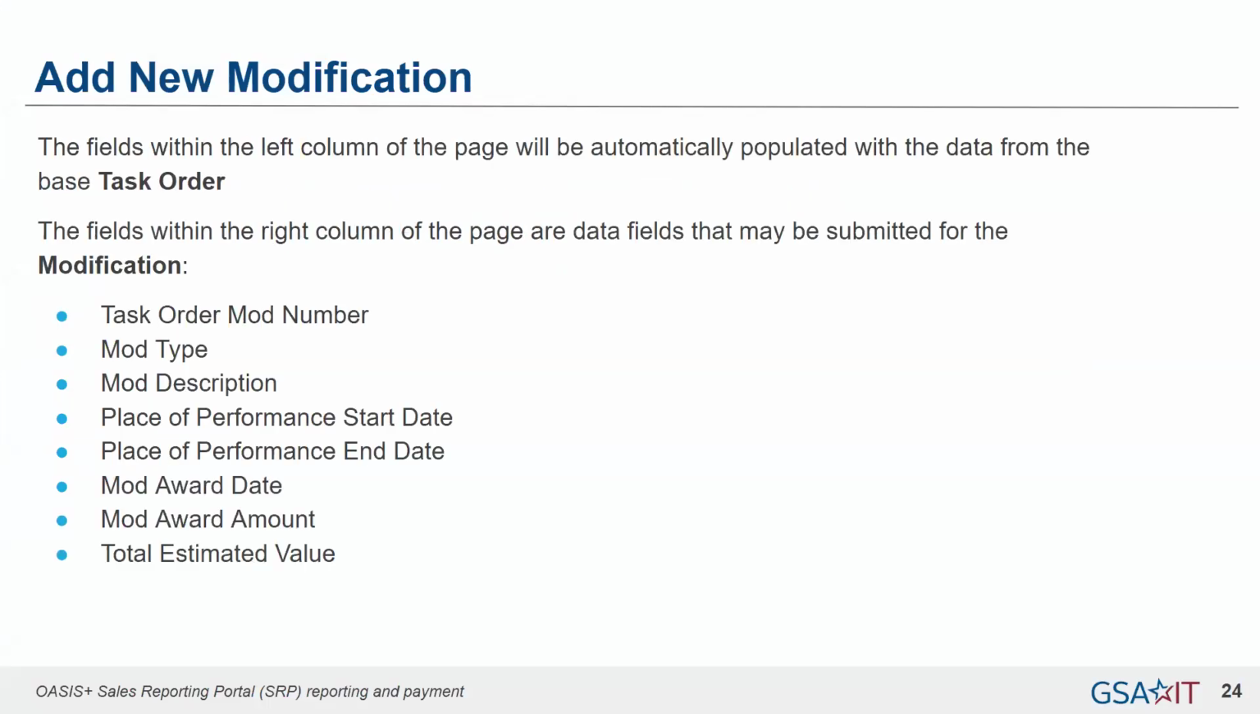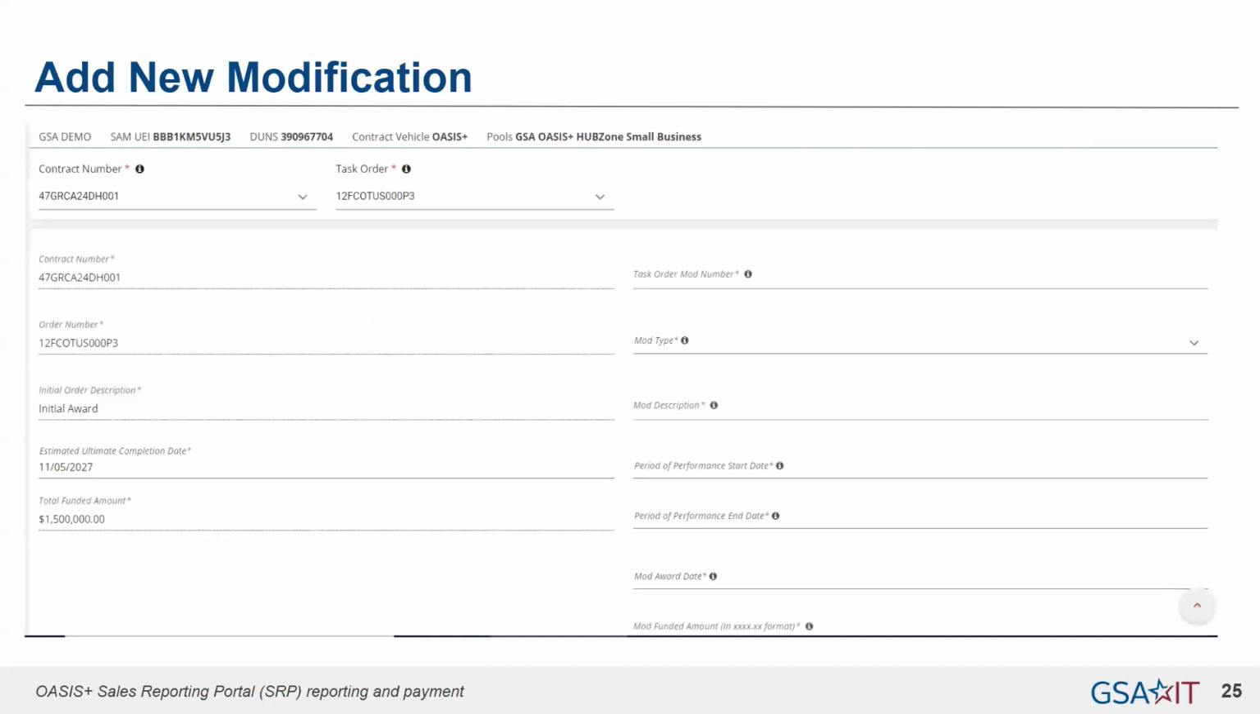So again, here's the brief overview of all the mods. Again, with the mods, 30 days, right? Here's that number again, 30 days. When you get the mod awarded, you need to get it into SRP. If it doesn't come through FPDS right away for the data push, then we might consider this way. Once you add a new mod, all mods are associated with a task order, right? So the task order that you select for the mod, the information will populate on this left-hand column, and then the mod information you will have to populate on the right-hand column, okay?